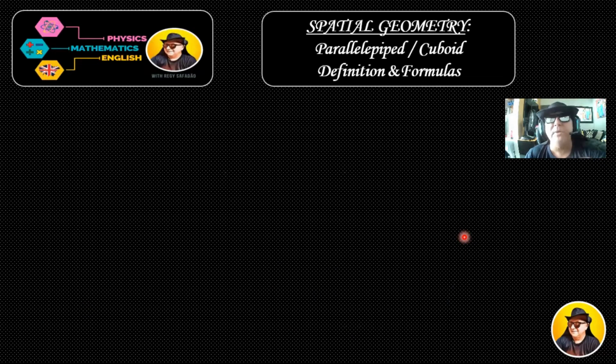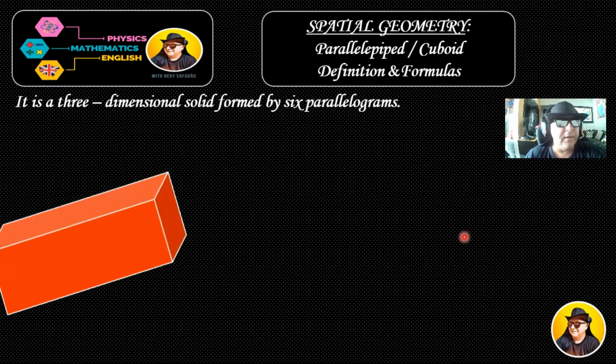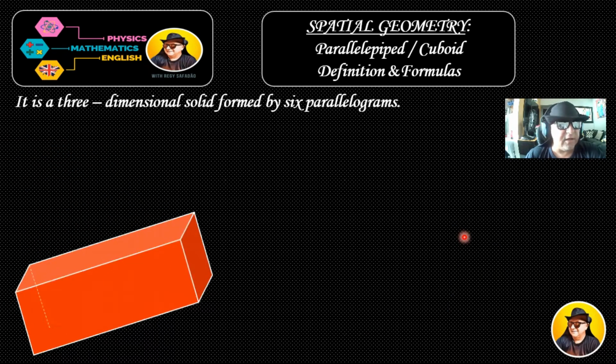So, spatial geometry: the parallelepiped, also said cuboid, according to the country you live in. Here in Brazil we say parallelepiped. Let's see the definition and some formulas of the parallelepiped. What is a parallelepiped? It is a three-dimensional solid formed by 6 parallelograms. Here we have the solid.